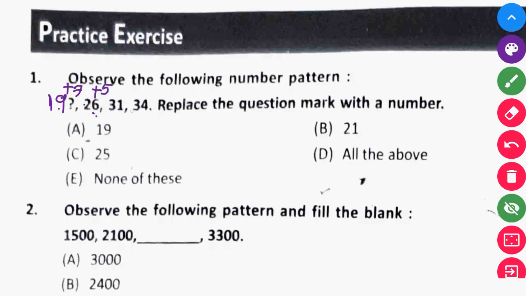26 plus 5 is 31. 31 plus 3 is 34. The number is decreasing by two numbers. Okay, so 19 is the correct answer here.